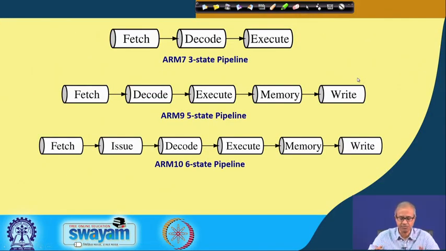Just a bird's eye view of the ARM7, ARM9 and ARM10 pipelines. In ARM7 I mentioned fetch, decode, execute. ARM9 also I mentioned fetch, decode, execute, memory, write. In ARM10 there is just this additional stage of issue which has been inserted between fetch and decode. This issue is an advanced architectural feature where you check whether to issue an instruction or not depending on various things.